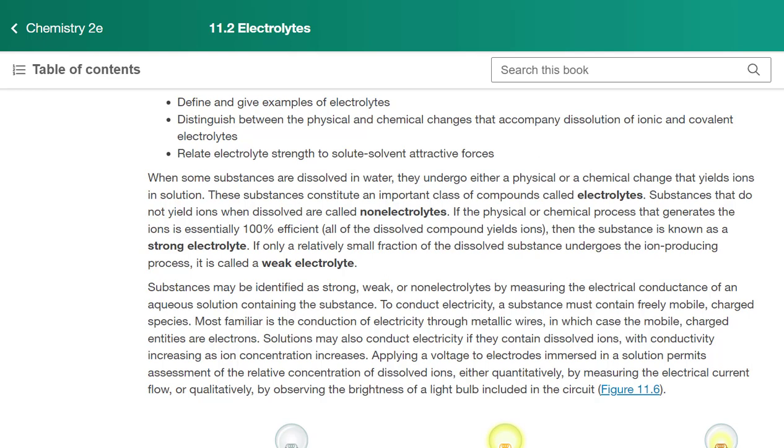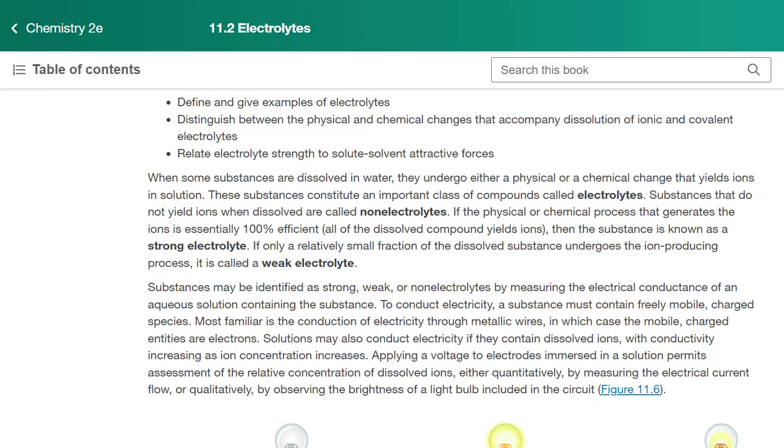We're going to take this idea of electrolyte and then break it down a little bit farther into two additional categories. Some things break apart 100%. Every single molecule ends up as ions. If that happens, we call that a strong electrolyte. And if it doesn't happen, if some smaller amount of them break apart, but not all of them, we say that we have weak electrolytes.